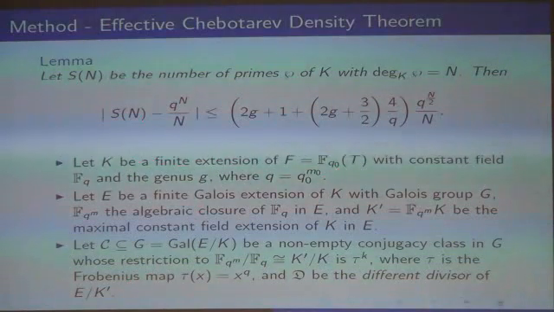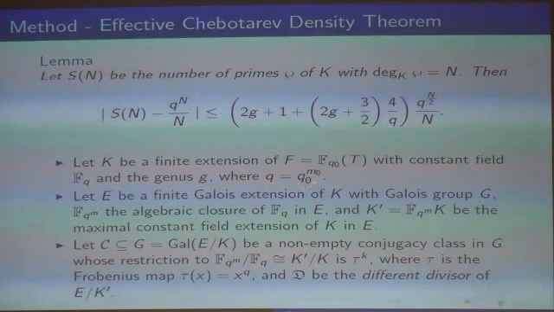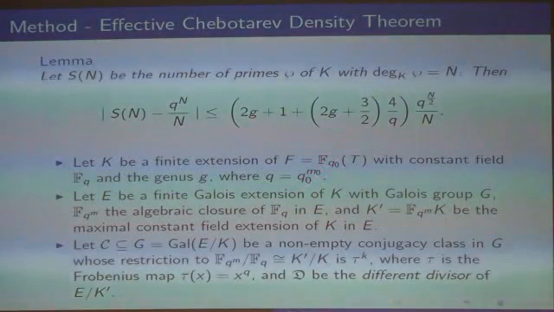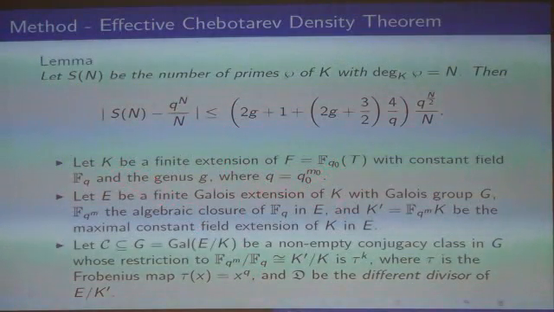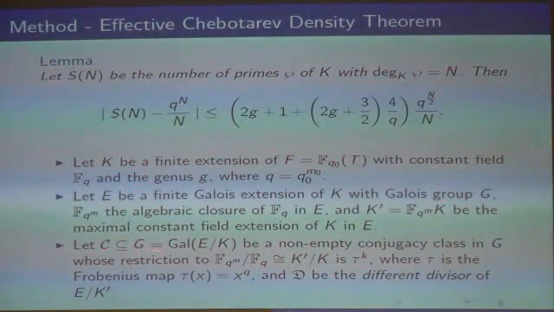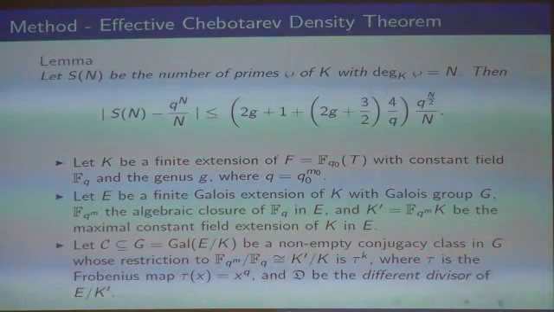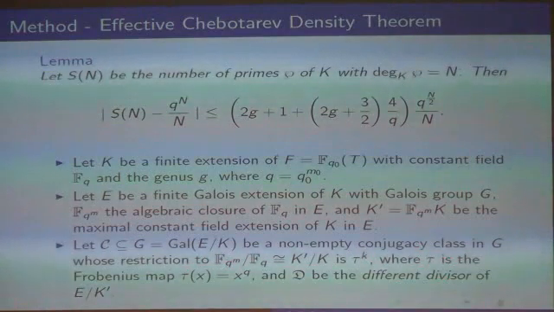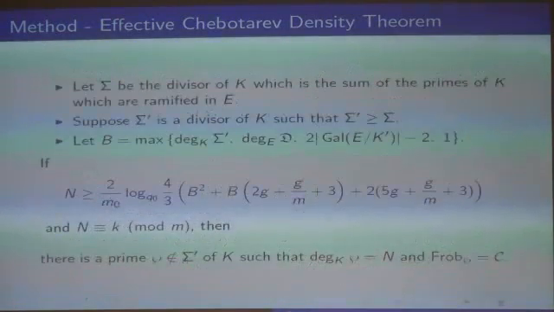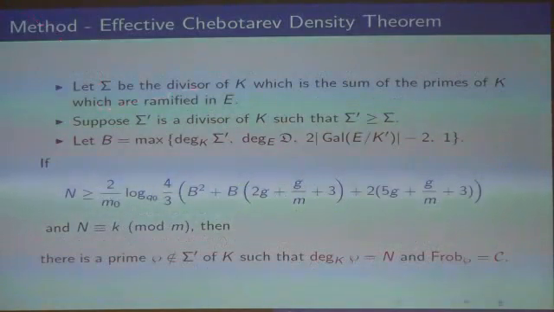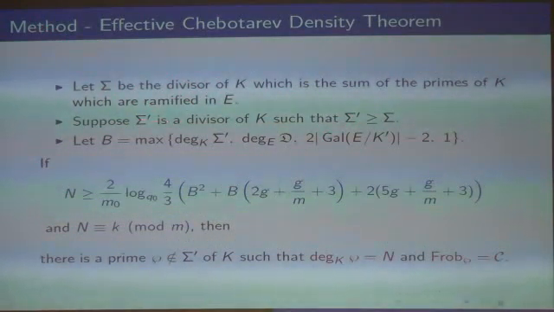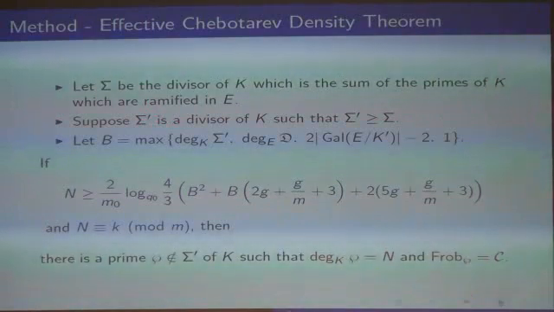So K is a finite extension of F. It's the same as the previous way, but we made the Q naught a little bit more general. And E is a finite Galois extension of K with Galois group G. And C is a conjugacy class with a certain condition. Don't pay attention to this condition too much. So this is the different divisor. Then the Chebotarev density theorem. Okay, more tau prime. This sigma prime is also a bit technical, but you can consider sigma and sigma prime as the same. But we wanted to make it general.